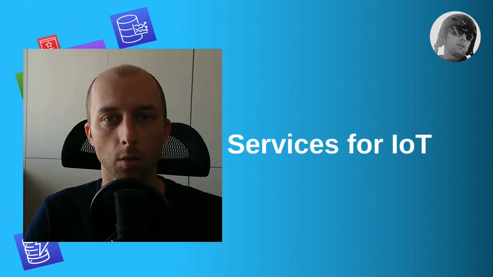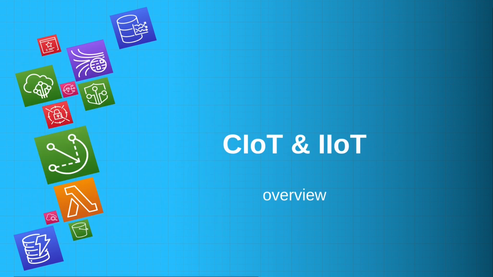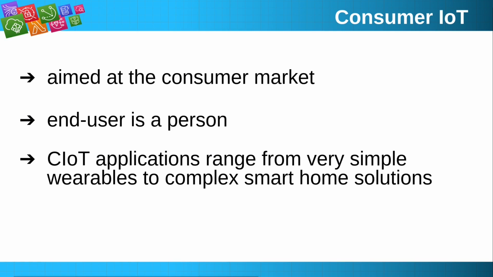I will cover the consumer Internet of Things and industrial Internet of Things, so I hope you will find this interesting. Let's start with brief characteristics of consumer and industrial IoT solutions. The consumer IoT products and services are designed for consumers, so the end user is typically a physical person. It's a very versatile space.